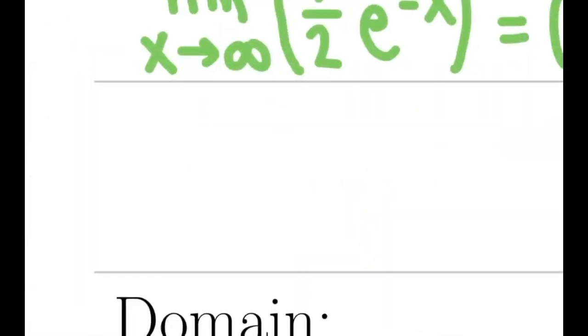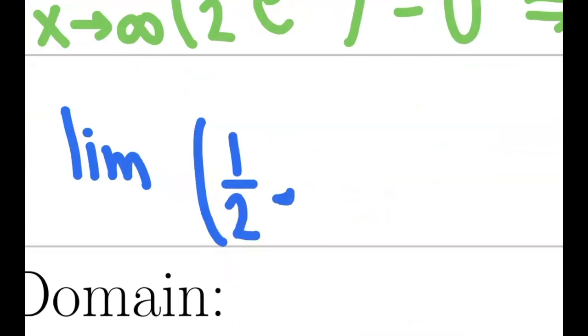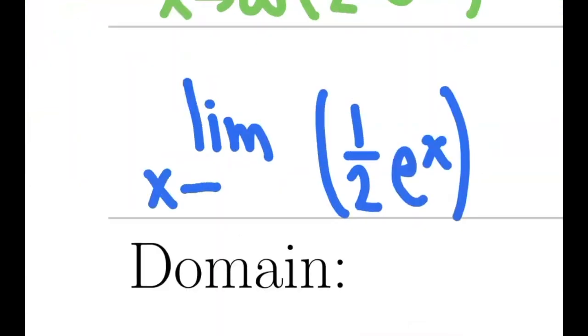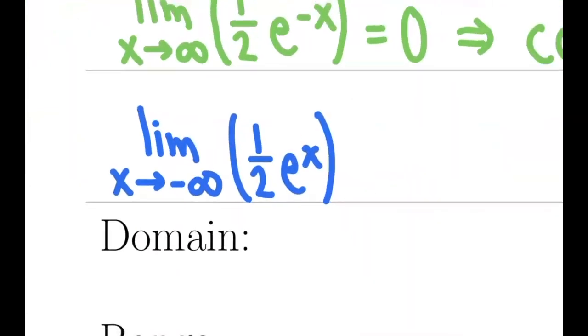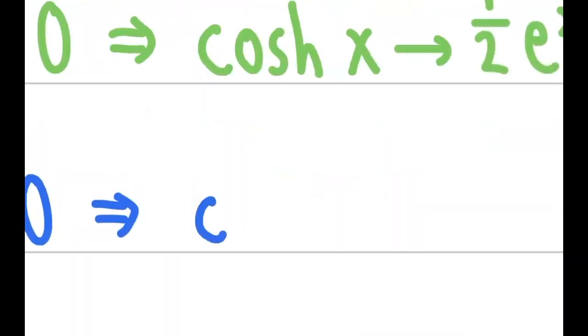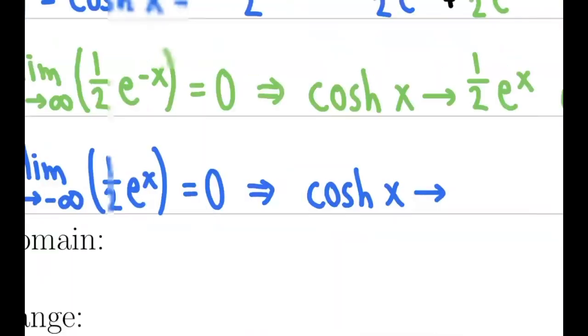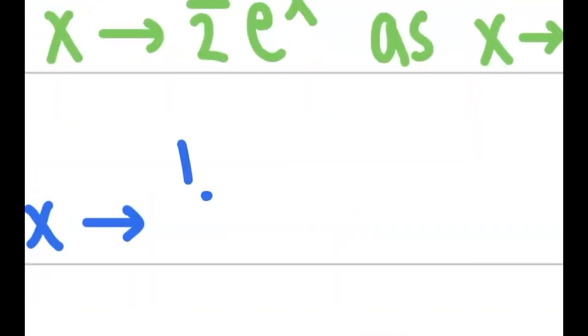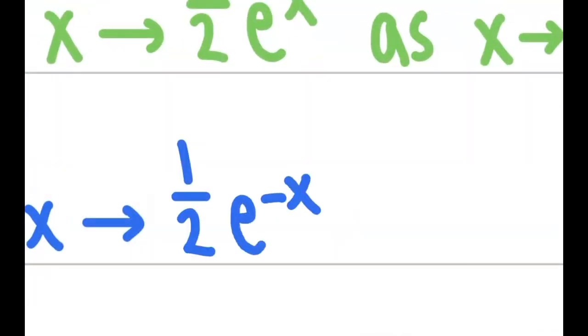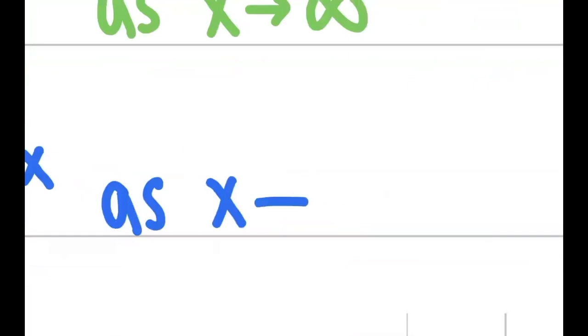The limit of 1/2 e to the x as x approaches negative infinity equals 0. So cosh is going to approach this green graph, which is 1/2 e to the negative x, as x approaches negative infinity.